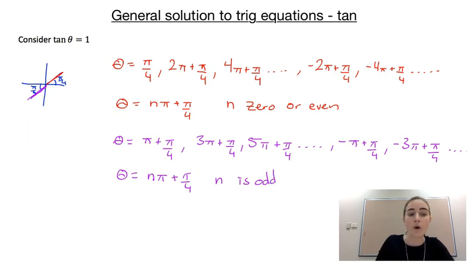Now we want to write one general solution that combines both of these, but if you have a look at them, they're both exactly the same because both times we were always adding that pi on 4. So regardless of whether n is 0, even, or odd, our general solution is just going to be n pi plus pi on 4.